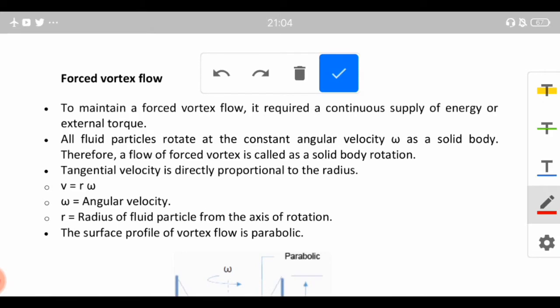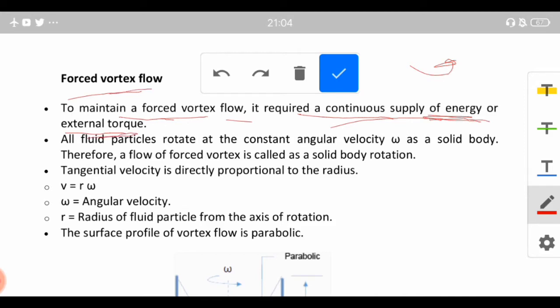Next is the forced vortex motion. As the name suggests, there will be continuous application of torque or force to keep the vortex in motion. To maintain a forced vortex flow, a continuous supply of energy or external torque is required.